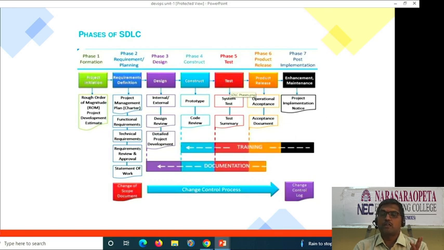Then we come to the designs. In this phase, the internal and external designs will be there. So many types of designs exist: internal and structural, and external, which is the outside attachment, and module designs. Then you have to review whatever designs there are. Then you come into the detailed project development process.